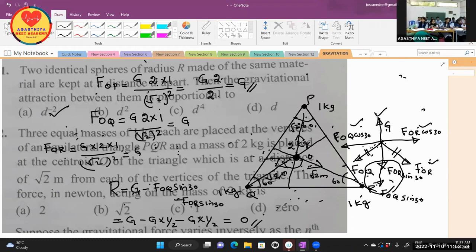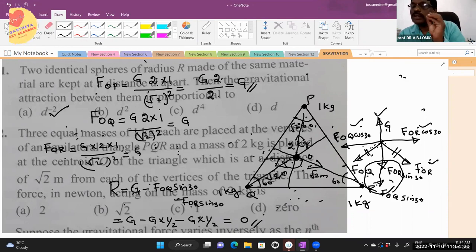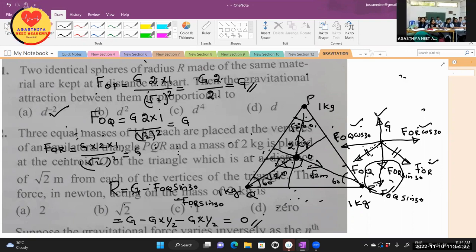Okay. Remember this formula? Whenever a question comes like this, you can select the answer directly, provided the masses placed at all the vertices are equal and the mass placed at the centroid is 2 times, that is 2 kg. In this condition, the force acting at the centroid is equal to 0. Understand, students? Okay. Kindly note this down, please.